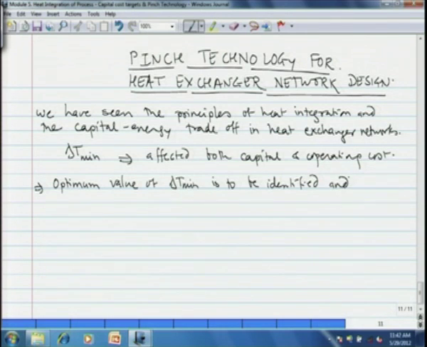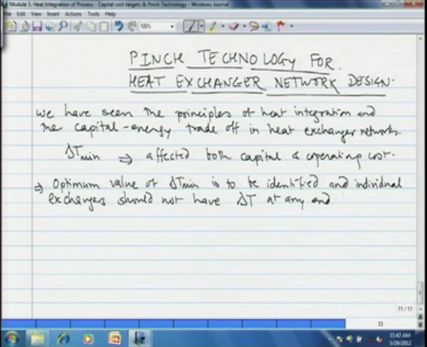And individual exchangers should not have delta T min less than that particular set value, should not have delta T at any end below delta T min. This is the constraint that we put.